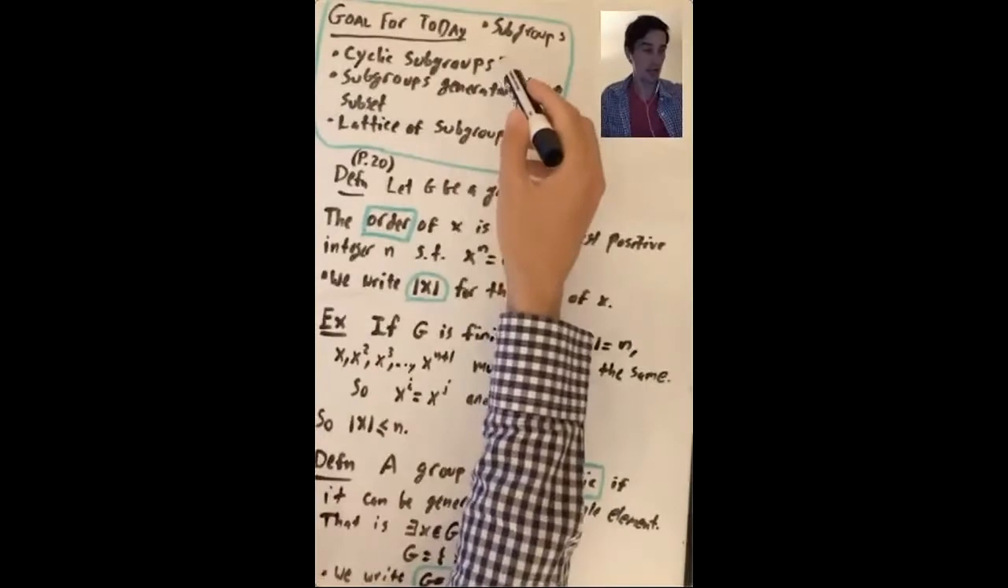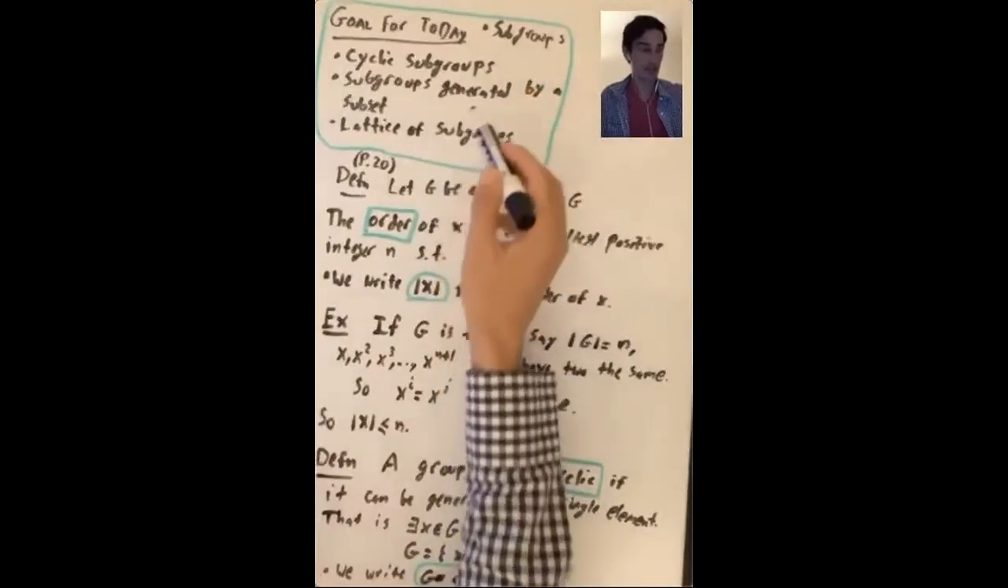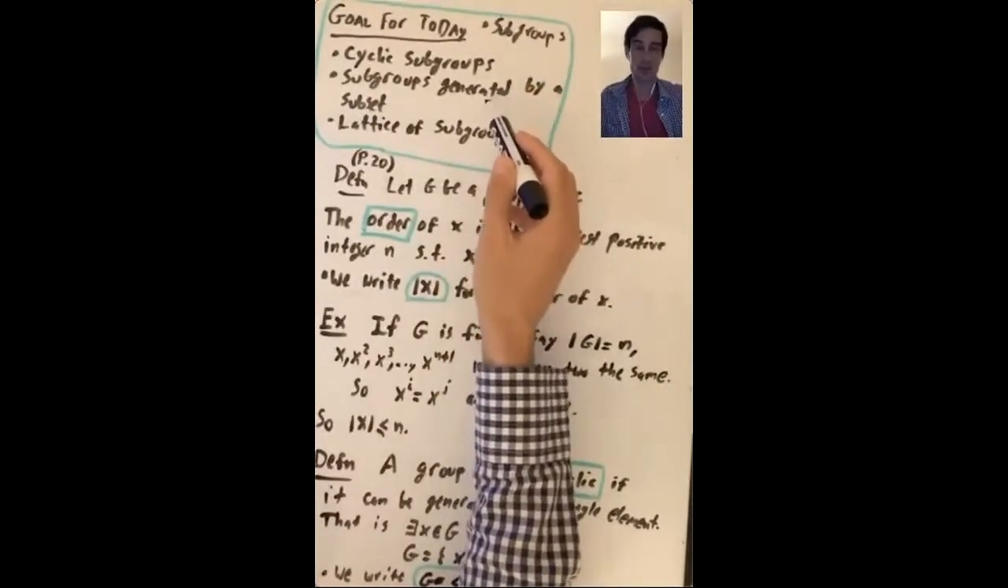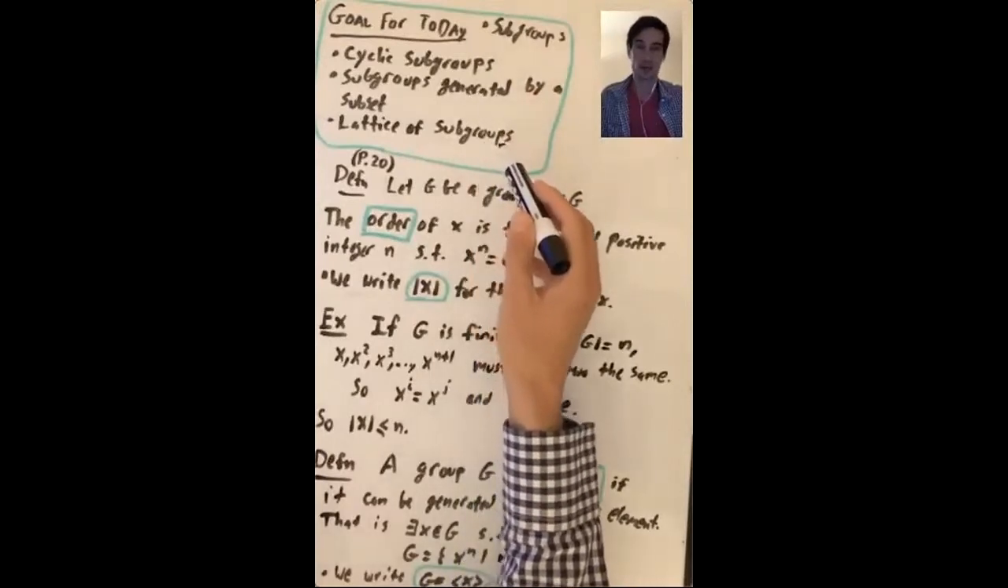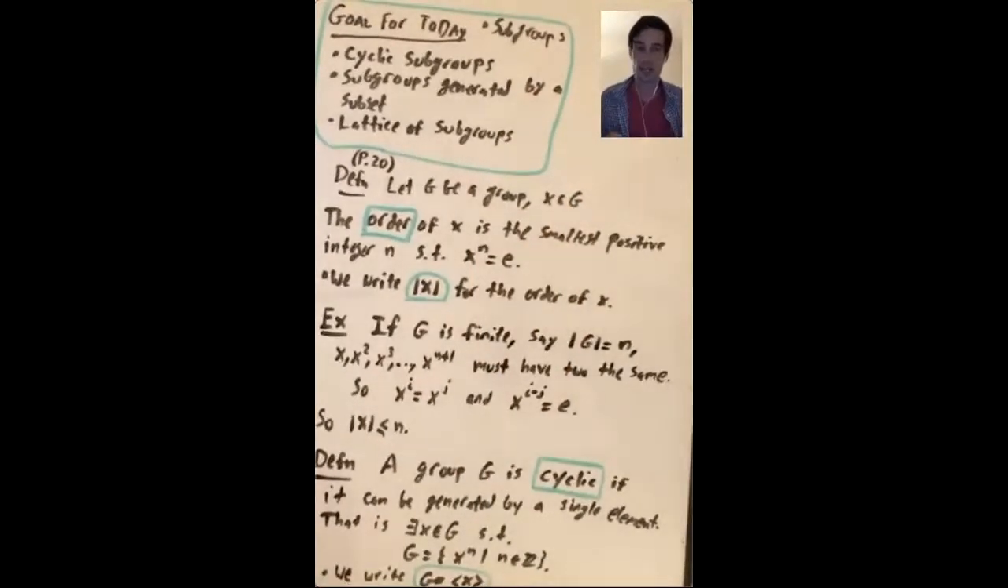We'll first talk about cyclic subgroups. Then we'll talk about subgroups generated by a subset. And then we'll define the lattice of subgroups of a group. So I want to start by giving you a definition from very early in Dummit and Foote. This is on page 20.